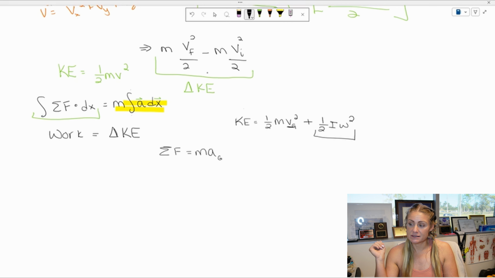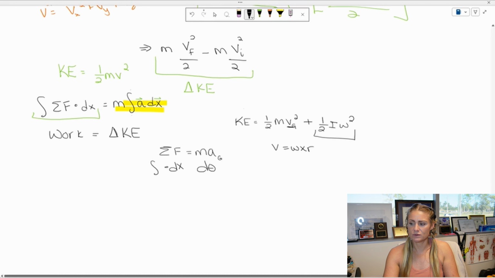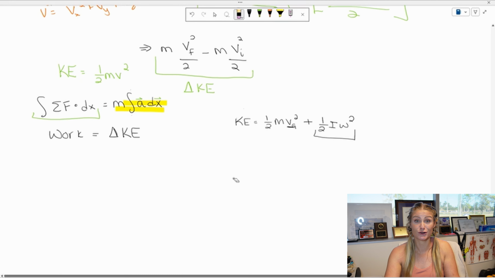This one here is I omega. So instead of dotting this with dx and taking its integral, you can dot it with d theta. And you would also represent V as omega cross R. I'm not going to go through that derivation, but it's basically the same thing. If a problem has forces in terms of position or velocity, you're going to run here.